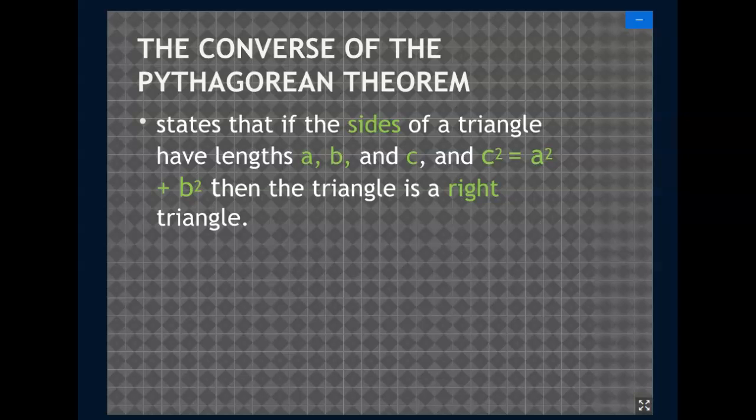The converse of the Pythagorean theorem is very helpful. It says that if the sides of a triangle have lengths A, B, and C, then the triangle is a right triangle if the Pythagorean theorem formula is true. So now this works if you are given 3 lengths and you want to know if it's a right triangle. It will only be a right triangle if the left side of the equation equals the right side of the equation.